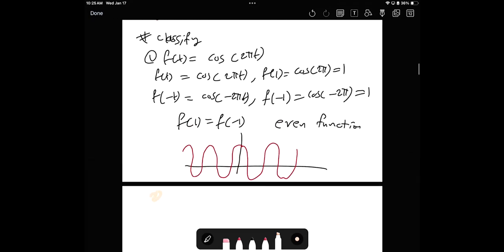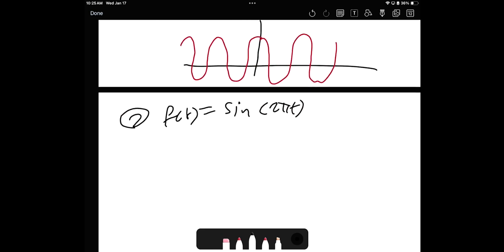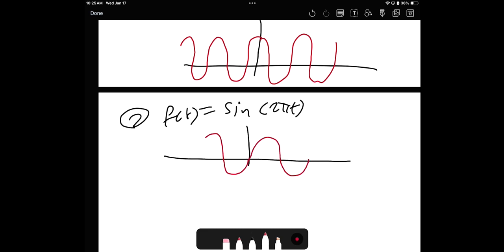Now another example, which is f of t equals sine 2 pi t. Let's prove this in the waveform, then we will do it in math. So in the waveform, this is how the sine looks. Now the question is, is it even or odd? Or is it symmetrical or not? It's symmetrical. Is it odd? Yes. Why? Because it's the opposite. Just flip it on the y-axis and make a reverse.